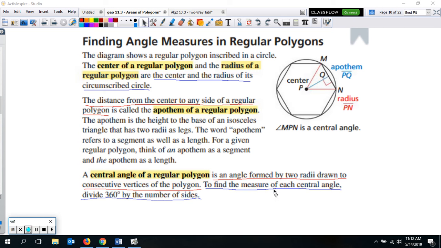It says to find the measure of each central angle, divide 360 by the number of sides. So for this one, we have 1, 2, 3, 4, 5, 6 sides. It's a hexagon. So 360 divided by 6 would be 60 degrees inside here. So this central angle would be 60 degrees. So go ahead and write both of those down here for the central angle, because you need to know what it is, and how to find the measure of a central angle is just 360 divided by the number of sides.